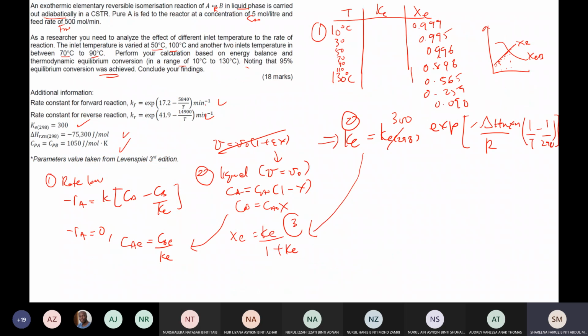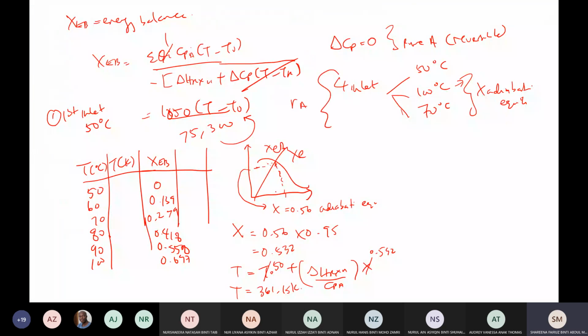Sebenarnya dia tak bagi tahu pun, you kena tengok dari segi apa. So you kena faham lah. Kalau kita nak tengok sama ada performance of each of the inlet, kita akan tengok pada rate of reaction. Sebab kenapa? Negative RA net is equal to KF CA minus KR CB, sebab kita ada A to B which is KF and this one is KR. So daripada situ macam nak dapat KF, KR, tengok pada ni.